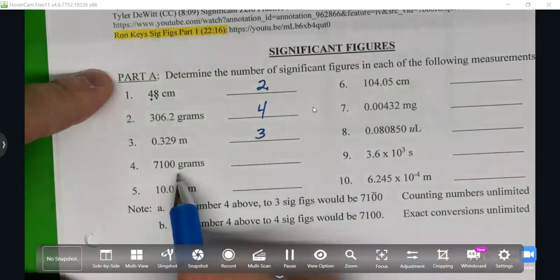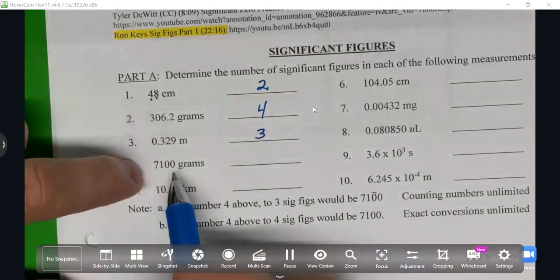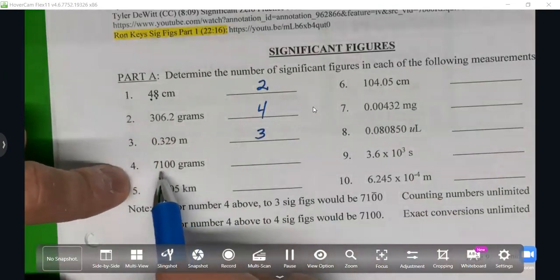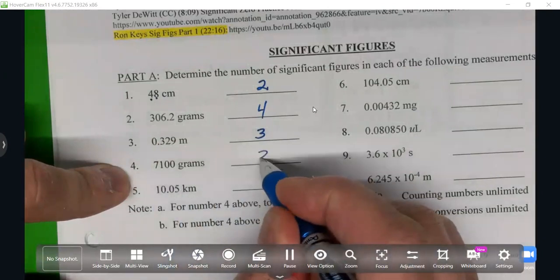7,100 grams. This is like my carbon dating example of a dinosaur bone of 3.5 million years old. Those zeros at the end of 3.5 million do not count. This 7,100, those zeros do not count. This is 2 good numbers.